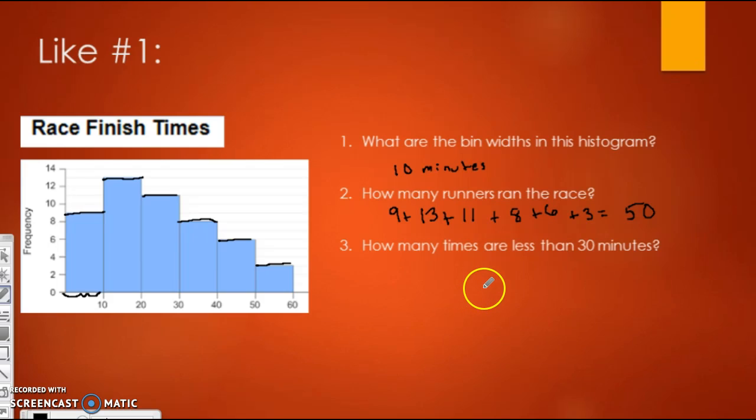How many times were less than 30 minutes? So what I'm going to do there is draw a line right down here at 30 minutes. If I want to know how many people had times less than 30 minutes, what am I going to have to do there? I'm going to add up those 3 bins. So I've got 9 plus 13 plus 11. So what's that, 33? Okay. Does that make sense?